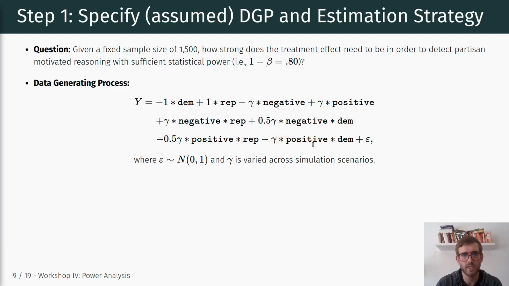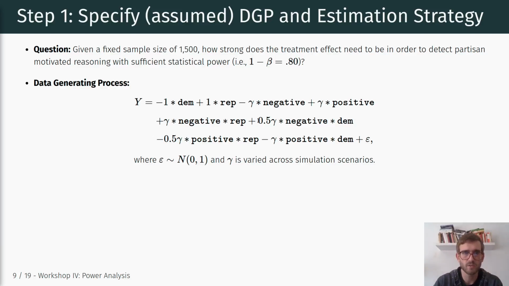Equivalently, down here, we have the same pattern for Democrats, right? Democrats who receive the positive treatment will not be affected. They disregard this positive information about the Trump administration's handling of the pandemic. And so this minus gamma times positive times Democrat means that this positive effect of the framing treatment will be basically canceled out among Democrats. It will only have an effect among Republicans and among independents, okay?